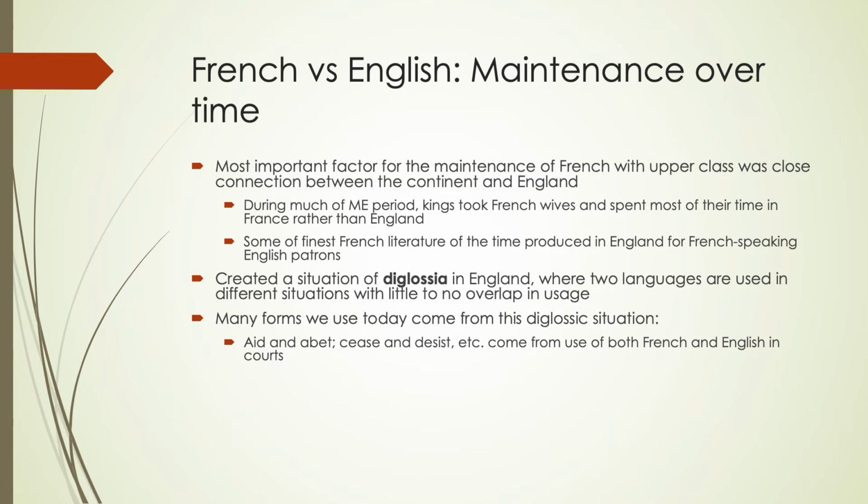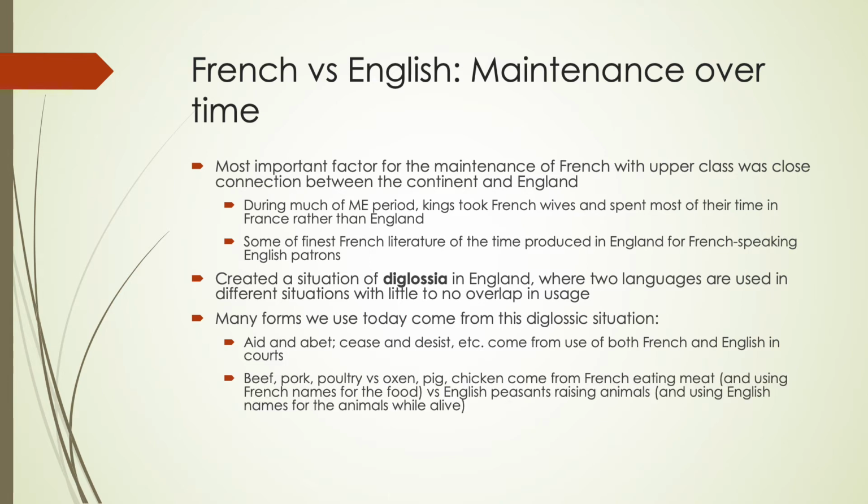Also, some of the things that have led to permanent changes in our language were the names for different kinds of animals. So beef, pork, poultry, versus things like oxen, pig, chicken, came from the idea that the French were the ones that were eating the meat, and so they would use French names for their food, things that were already on the plate.